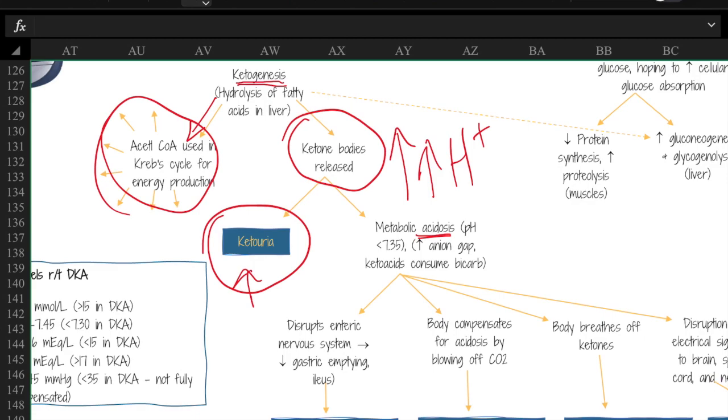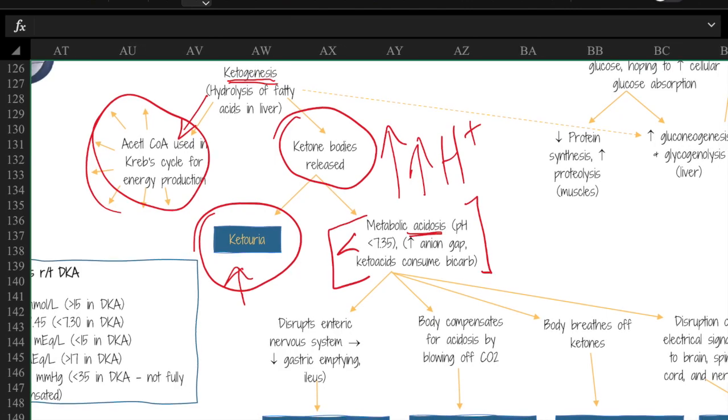And then over here, we talked about we're going to have an increase in hydrogen to the point where we have a metabolic acidosis that occurs, or our pH is less than 7.35. You're going to see an increase in the anion gap, and that's because you have that increase of ions, that change in the pH level, and all of the electrolyte differences. You don't really need to worry at this point to understand what an anion gap is. Just understand that it will change in acidosis or alkalosis.